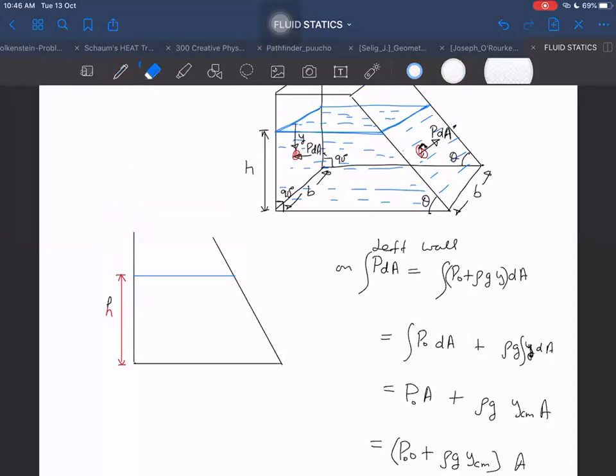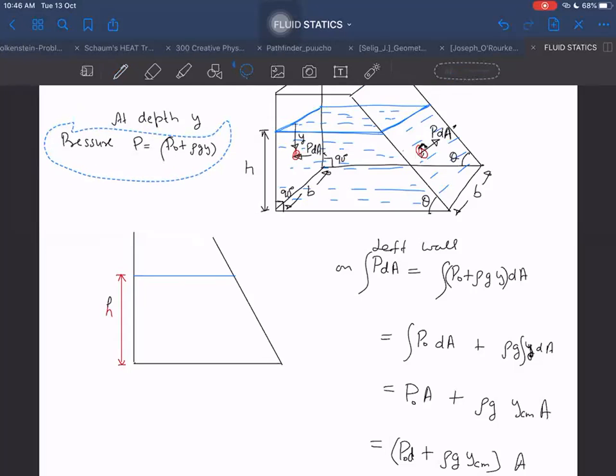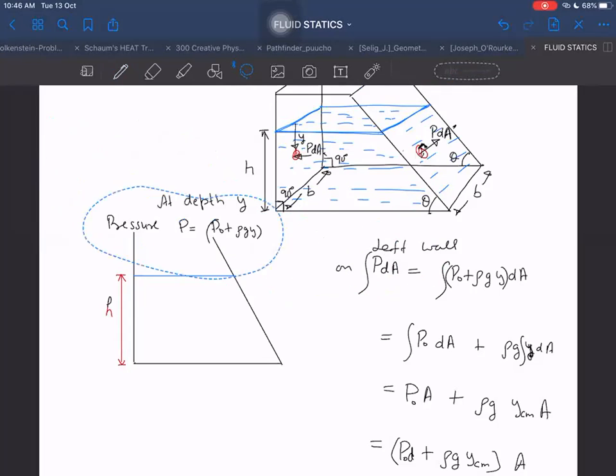Sir, why would it be just P naught plus rho g y into dA? Total pressure, no? Total pressure at a depth. At a depth y, what is the pressure P? It is the same in every direction, so that I have written. Pressure P is equal to P naught plus rho g y. That is the pressure at a depth y, in the vertical direction. This only I'm using here.